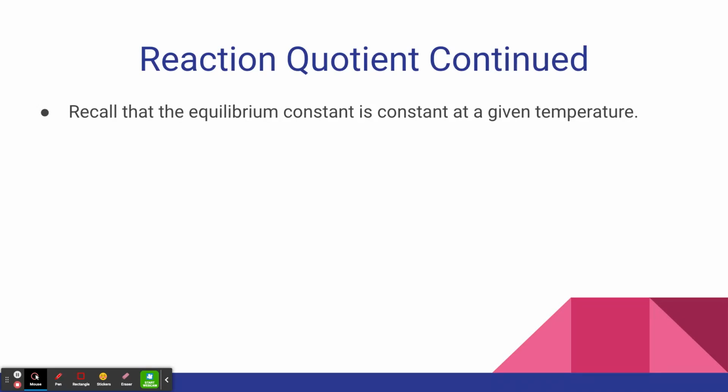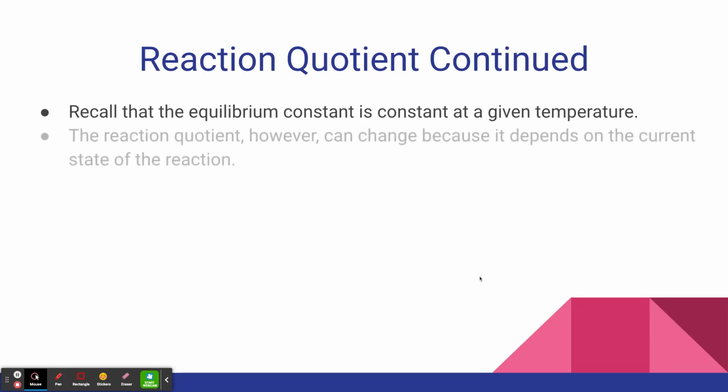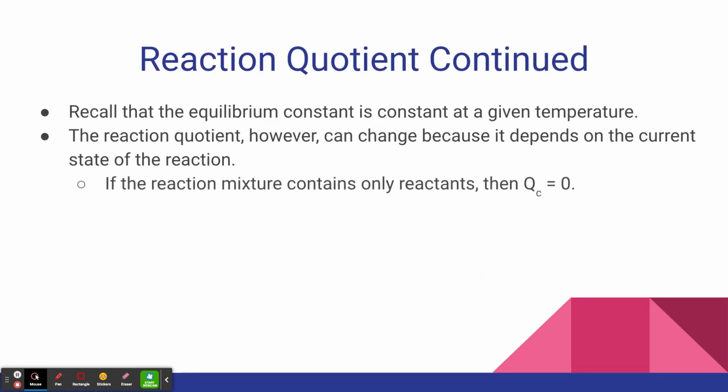We saw in the last couple of topics that the equilibrium constant is dependent on temperature, therefore it's constant at a given temperature. Now, with that in mind, the reaction quotient can change based upon the current state of the reaction. So the reaction quotient changes in an equilibrium where the equilibrium constant itself is constant at that given temperature. Keep that in mind, because the reaction quotient is telling us where the reaction is relative to equilibrium.